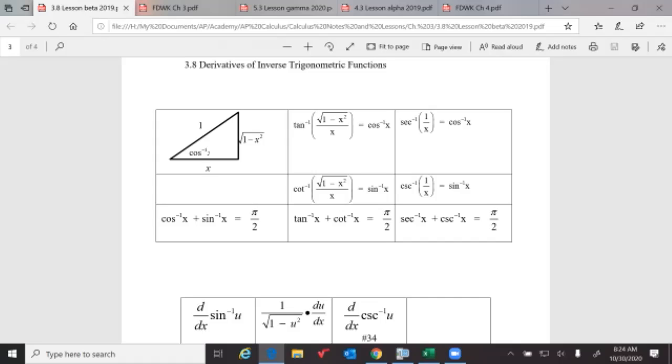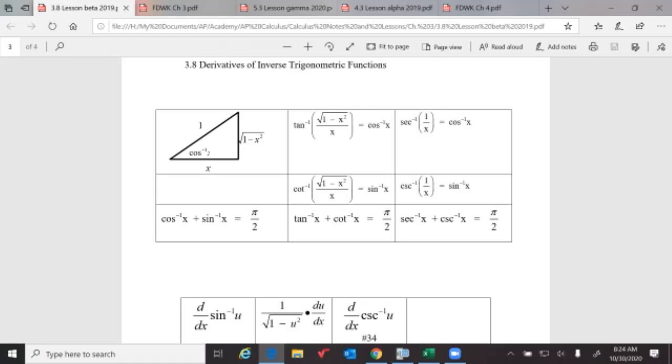Then what? Well, from SOHCAHTOA, this angle down here would be the inverse cosine of adjacent over hypotenuse, which would be x over 1. This would be the inverse cosine of x. That's a right angle. This would be the inverse sine of x, because sine is opposite over hypotenuse.